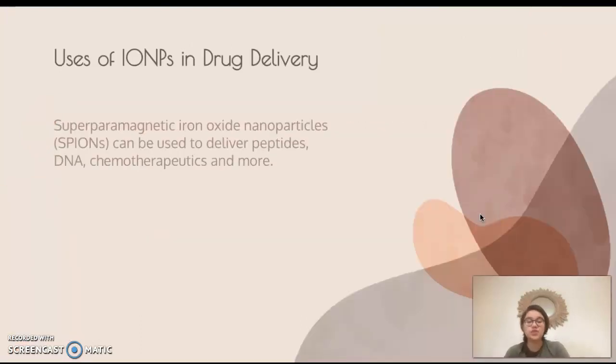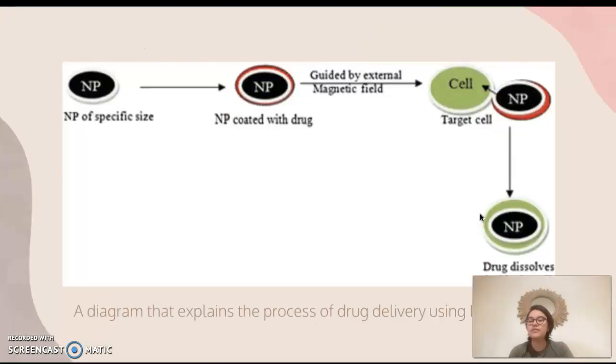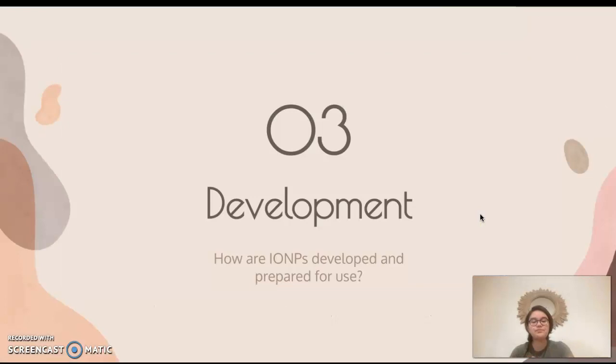They can also be used in drug delivery, so superparamagnetic iron oxide nanoparticles can be used to deliver peptides, DNA, chemotherapeutics, and more. And this is a diagram that shows it. So the SPION is coated with the drug or the genetic material. It's guided by an external magnetic field to the target cell where the drug dissolves within the cell. And this helps prevent drug waste because you are delivering it exactly where you need it to be.